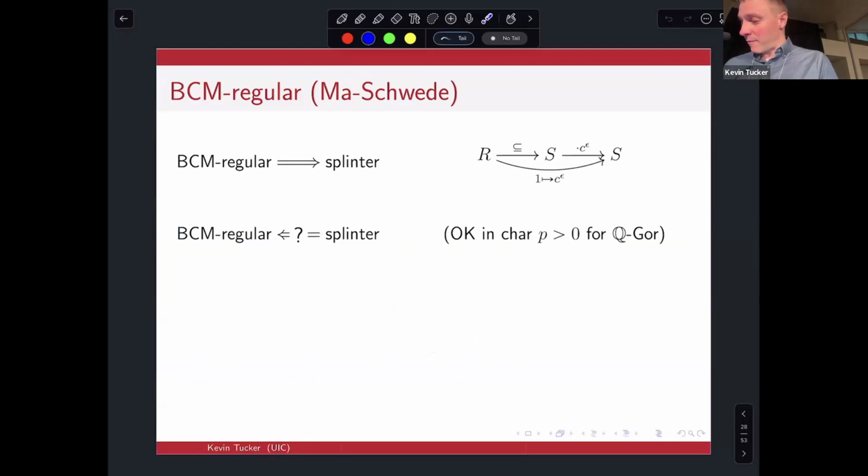So if the map here splits, then I get an arrow this direction, and I can split the first part of that by composing with multiplication by c. Another way of phrasing the question of are splinters compatible with perturbations is just to ask, is the converse true? Note that the converse is okay in characteristic p for Q-Gorenstein, but if you remove Q-Gorenstein, it's again a big open question in positive characteristic.